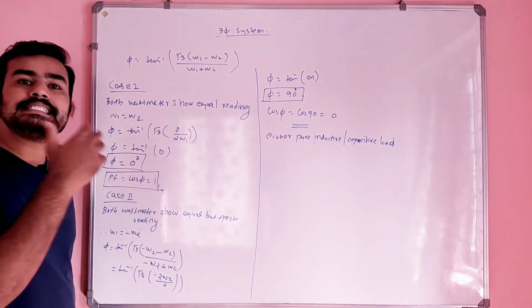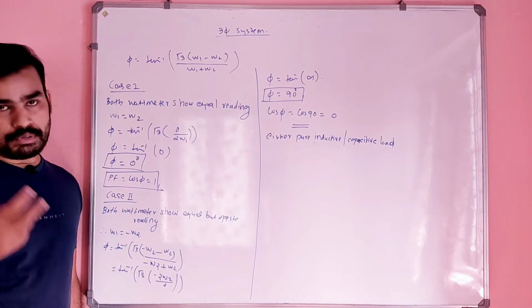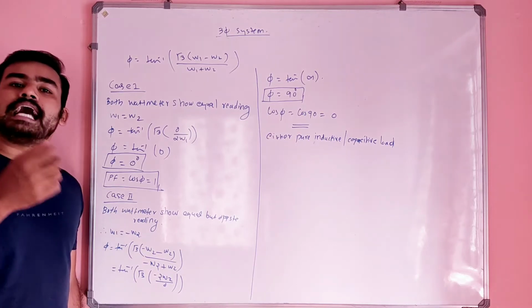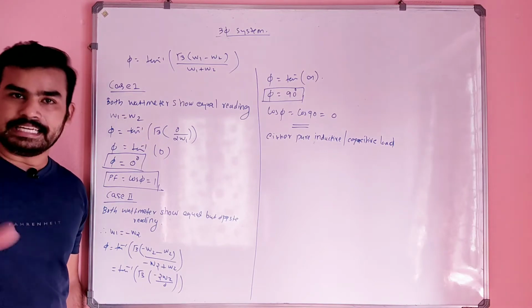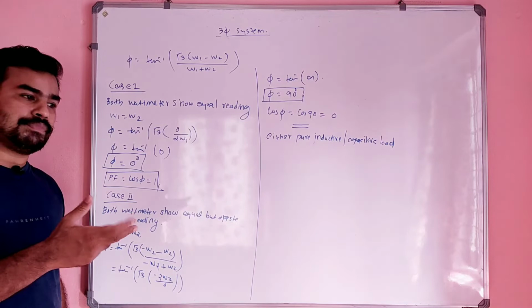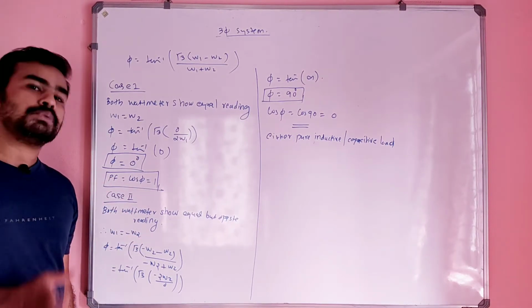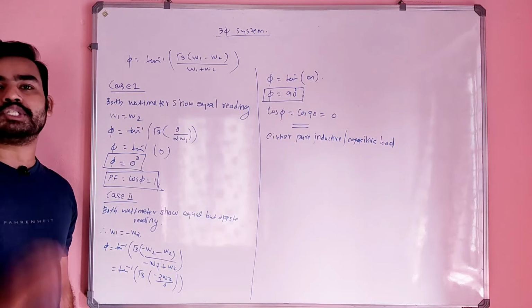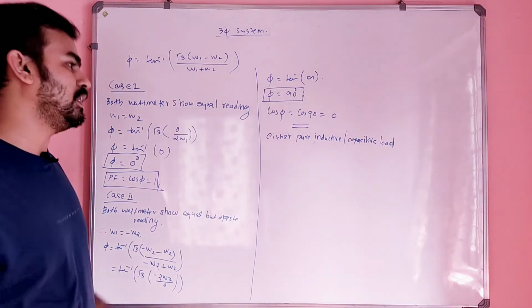In that condition the power factor will be 0, because we learned already that in a pure inductor as well as a pure capacitor, the angle between voltage and current is 90 degree. So in an experiment, if both wattmeters show equal but opposite readings, you can be sure that the load is purely inductive or purely capacitive.